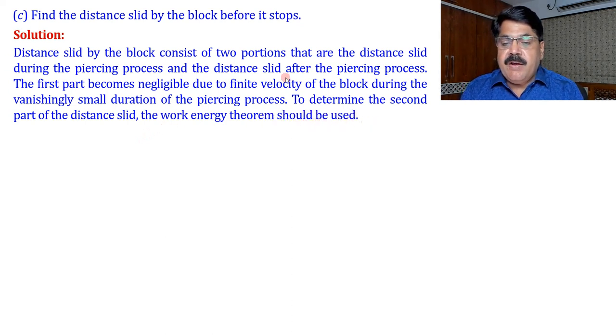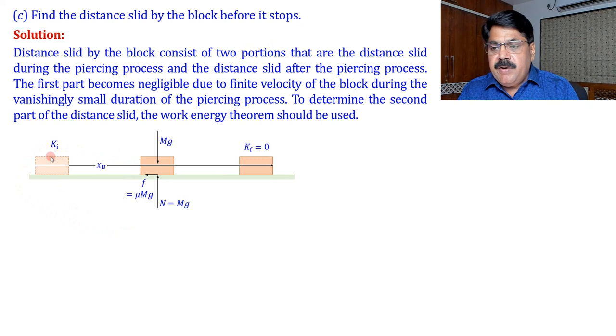Here the idea I conveyed to you is very important, because when the block is acquiring a velocity of 10 meters per second, that piercing process is a very small duration process. So you can see, in a vanishingly small duration, during this process the block velocity has varied from 0 to v, so it has finite velocity always. So having finite velocity in negligibly small time, what is the displacement? 0. So in that piercing process time, of course the block has slid some distance, but that distance is negligible, so we neglect it. So which distance do we have to consider? Just the distance slid by the block after the piercing process, and for that we use the work energy theorem.